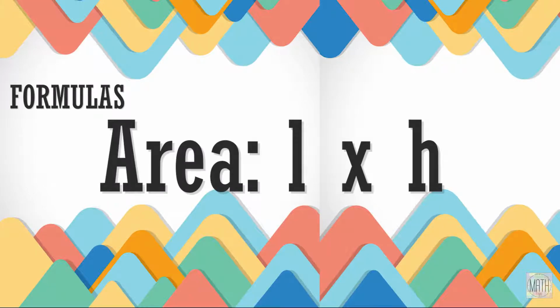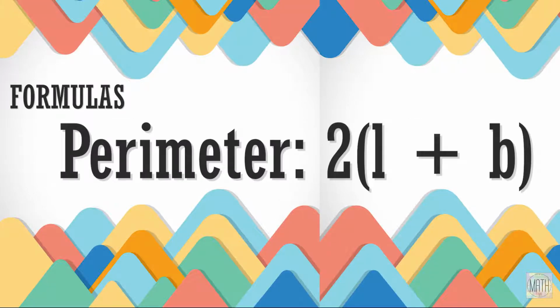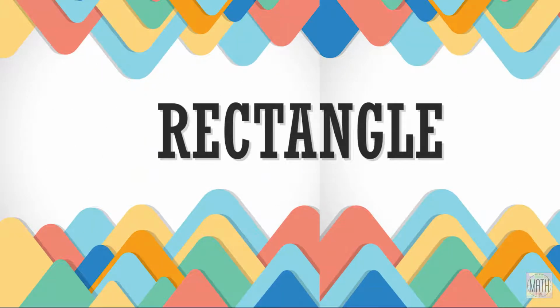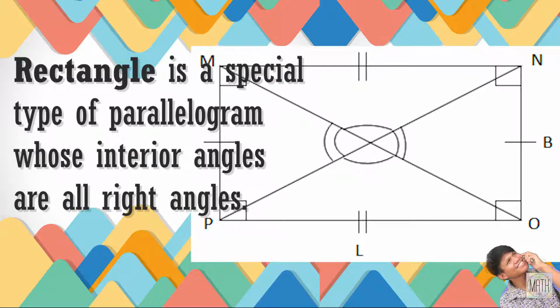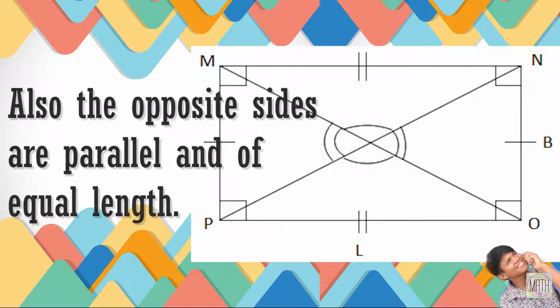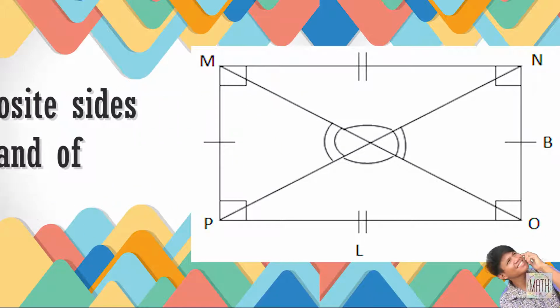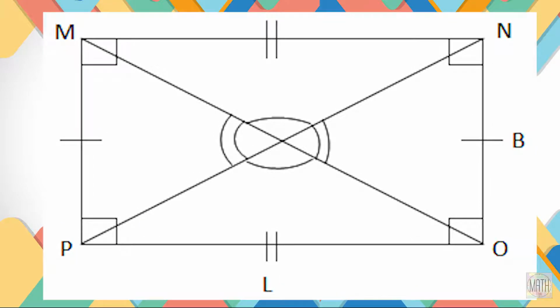Area is equal to length times height. Perimeter is equal to 2 times length plus base. Now, let's proceed to rectangle. A rectangle is a special type of parallelogram whose interior angles are all right angles. Also, the opposite sides are parallel and of equal length. It also has properties to consider.